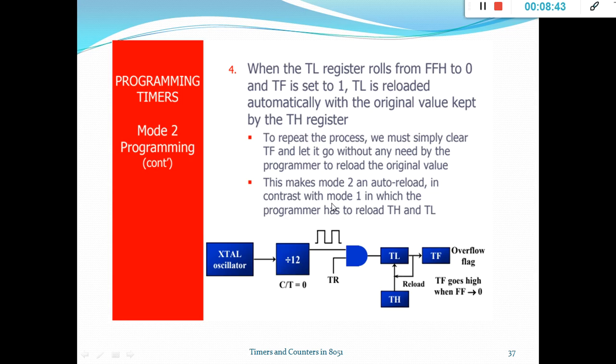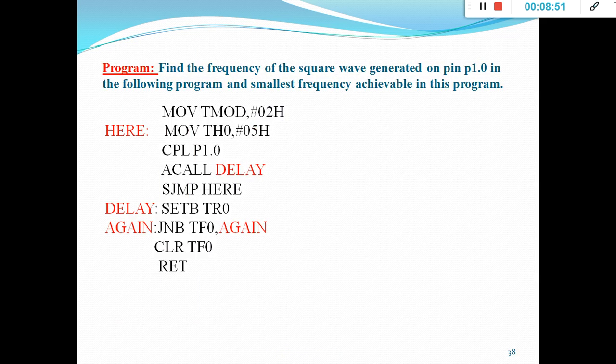Once you clear the flag, you can repeat the same process. This makes mode 2 an auto reload, in contrast with mode 1, in which the programmer has to reload the TH and TL registers. Same thing, we'll take one program in mode 2. This is the program statement: find the frequency of the square wave generated on pin P1.0 in the following program, and the smallest frequency achievable in the program. The program is already given, so you have to find the frequency of the square wave.